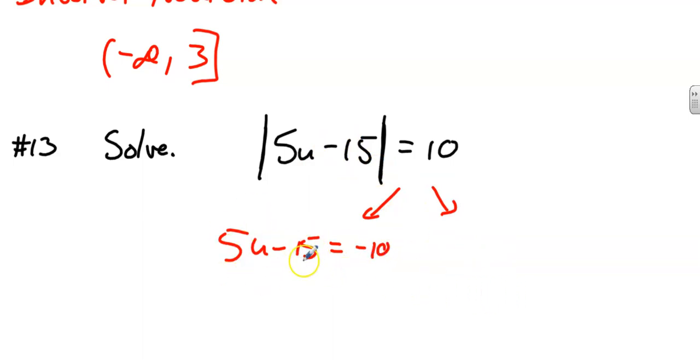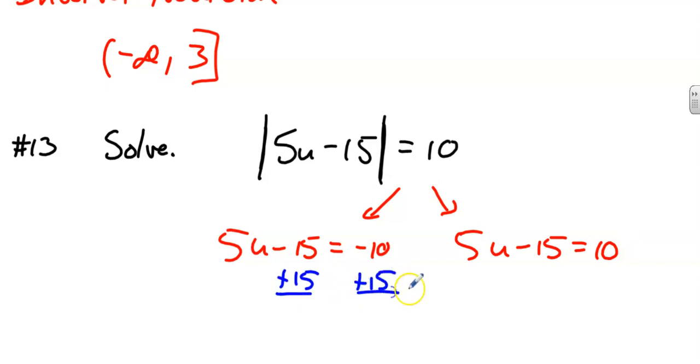We're looking to see when the inside number equals negative 10. We're also going to say, if the inside number comes out to be positive 10, take the absolute value of it, it's still going to give us 10. So those are the two parts we're going to solve for here. Okay, add 15 to both sides. So we get 5u equals 5. Dividing both sides by 5, we get u equals 1.